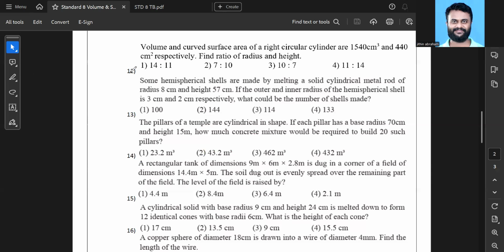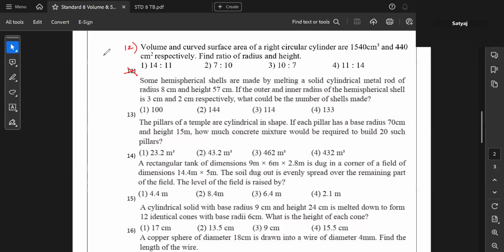Here it is the 12th problem. Volume and curved surface area of a right circular cylinder is 1540 and 440 centimeters respectively. This is volume and curved surface area. Find the ratio of radius and height.